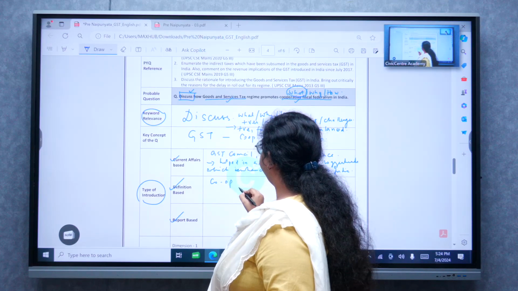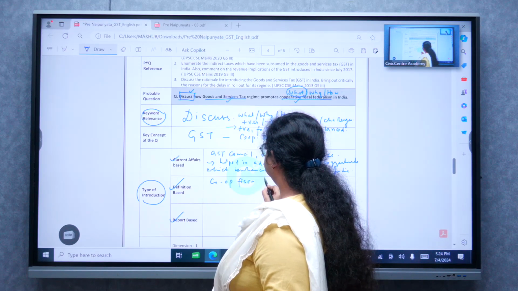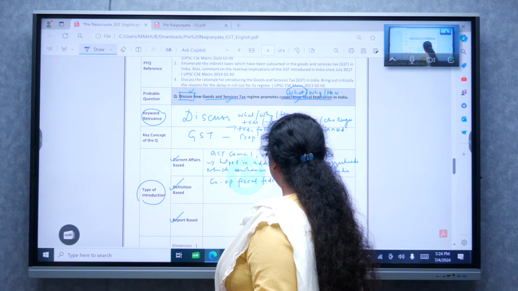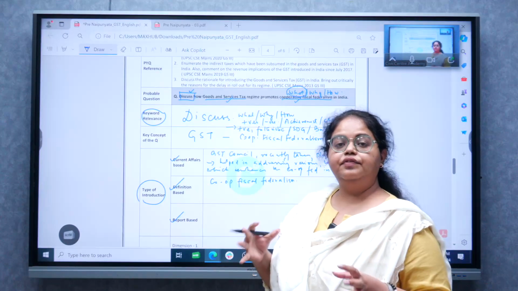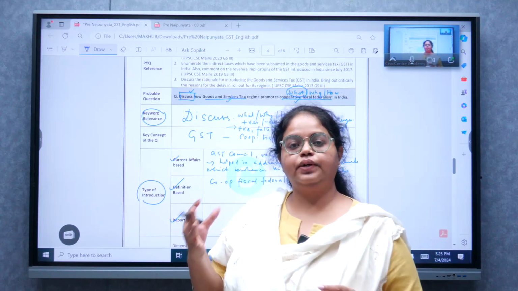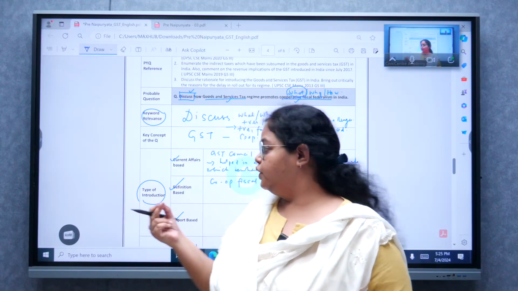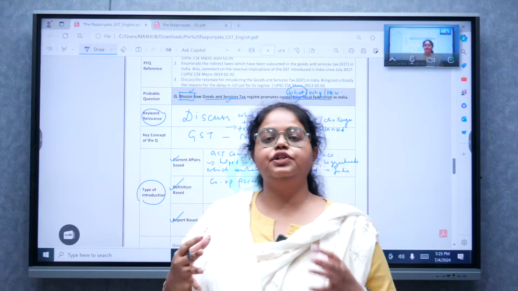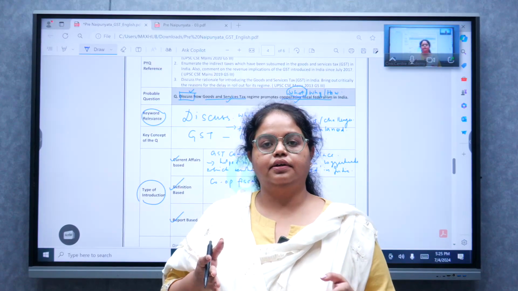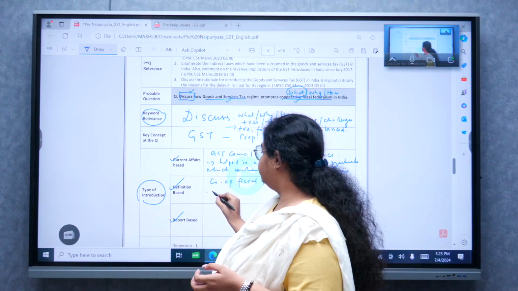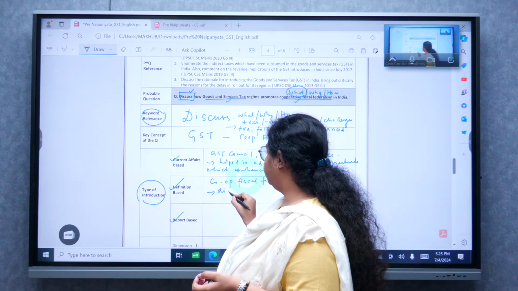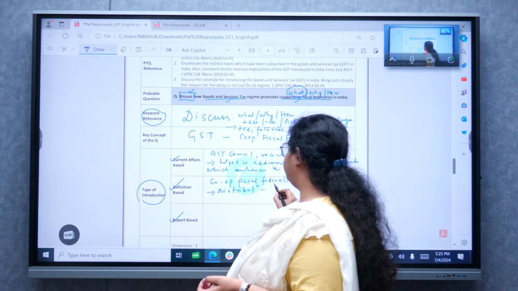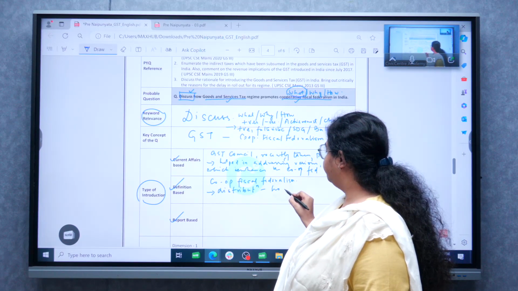Now, what is cooperative fiscal federalism? What is federalism in the first place? It is the division of powers between the union and the states. Now, when you are saying cooperative, that means how the states and the union are working cooperatively, where the distribution of powers is horizontal in nature, not vertical in nature.